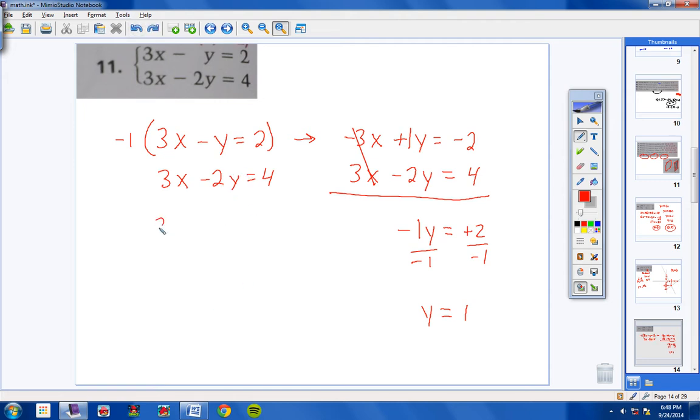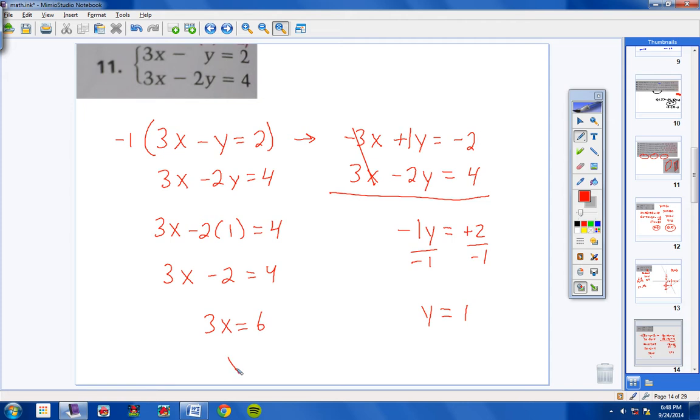So I'm going to put 3x, -2, parentheses where the y is, I'm going to put a 1, equals 4. So now I have 3x, -2 times 1 is -2 equals 4. Bring the 2 over, make it a +2, so 3x equals 6.